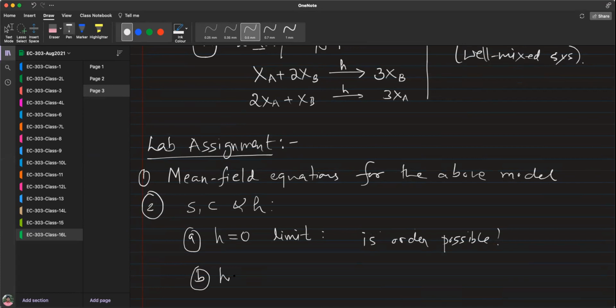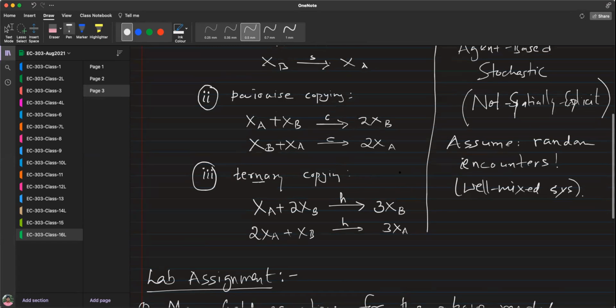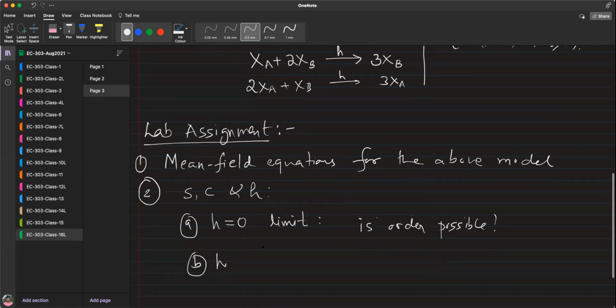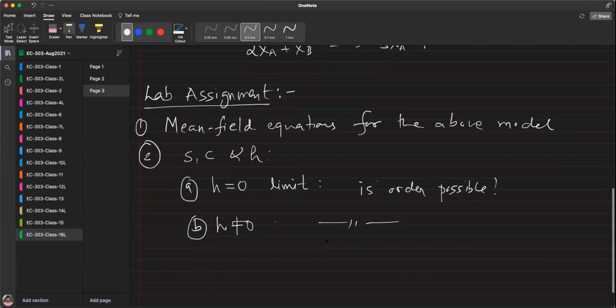Consider H, which basically means that if we had only stochastic turn and the pairwise copy under the mean field limit, can you tell me at H equal to 0 is order possible, and then when H is non-zero, again is order possible. That is what I would like you to do.